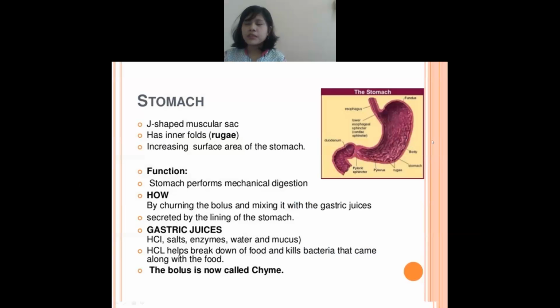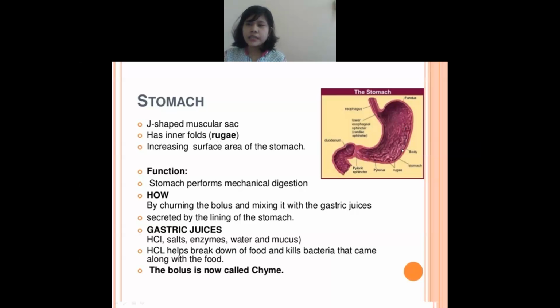So in this stomach, what will you get? The stomach is J shaped, the letter J. It is a muscular sac, meaning it is made up of muscles. You will see that the stomach has inner folds. Inner folds means the inner lining or inner layers, which are known as rugae.